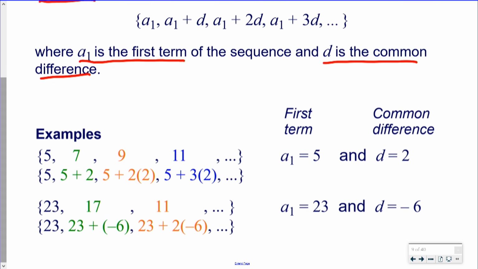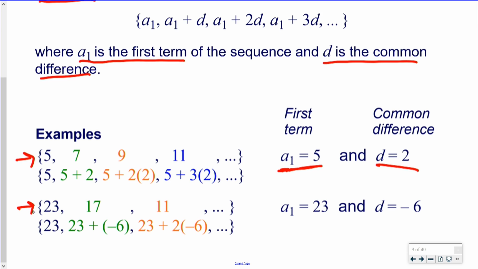So let's just take a quick look at this. I have a sequence that states 5, 7, 9, and 11. What is the first term of this sequence? The first term, which we can also identify as a sub 1, is 5. Do you notice a pattern of difference between 5 to 7, 7 to 9, 9 to 11? That common difference is 2. So I have a first value with a common difference. This is an arithmetic sequence.